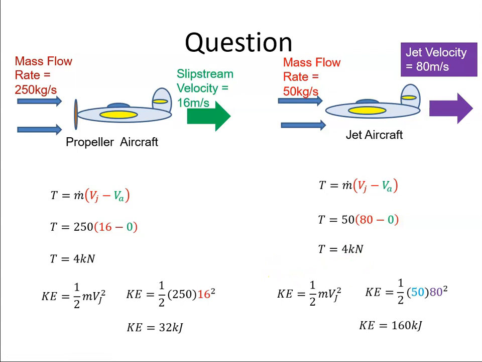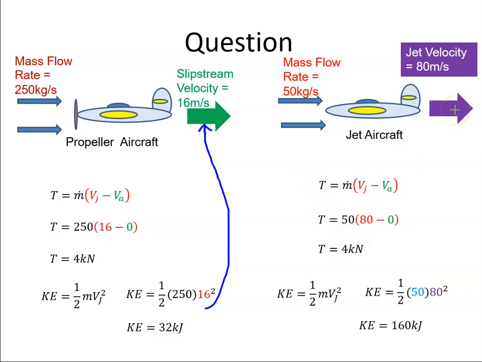Okay, so the kinetic energy in the jet. Kinetic energy is half mv squared. So it's going to be the velocity of the jet here. So it's half, well the mass was 250, the velocity is 16, so that's 32 kilojoules in this scenario. So the energy of the air here is 32 kilojoules.